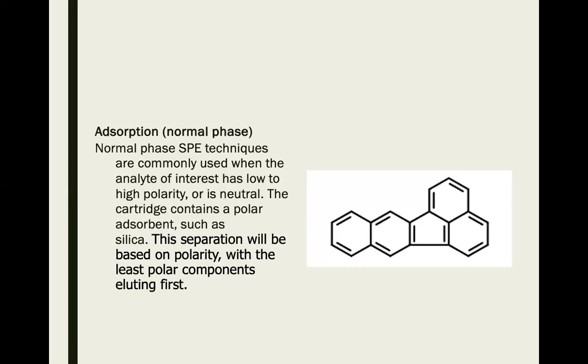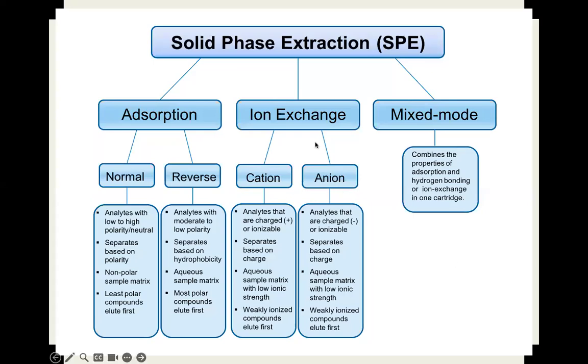So let's look at the table just now. If it is ion exchange based on a cationic adsorbent, the analytes are positive in charge. Again, it separates based on charge, usually with an aqueous sample matrix of low ionic strength. You have to know what ionic strength is. A weakly ionized compound will be eluted first, because it is not attracted to the cationic functional group on the adsorbent. If it is anion-based ion exchange, then the analytes are negative in charge, and the rest is similar.